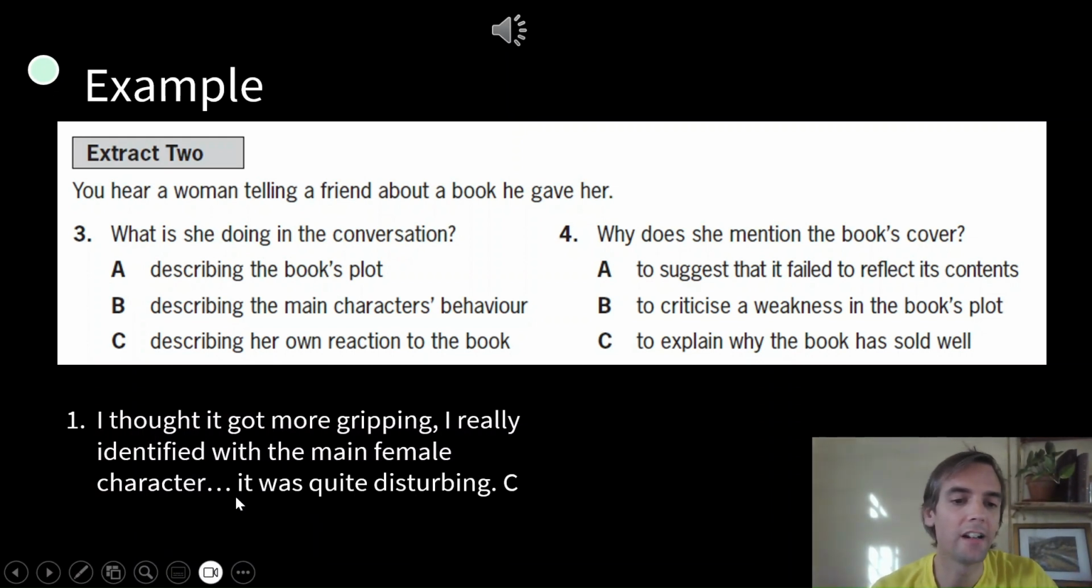I identified, it was disturbing. These are all her reactions. She barely mentions the plot, and she doesn't mention the behaviour. She mentions the main character, but not the behaviour. So it's C, it's her reaction.